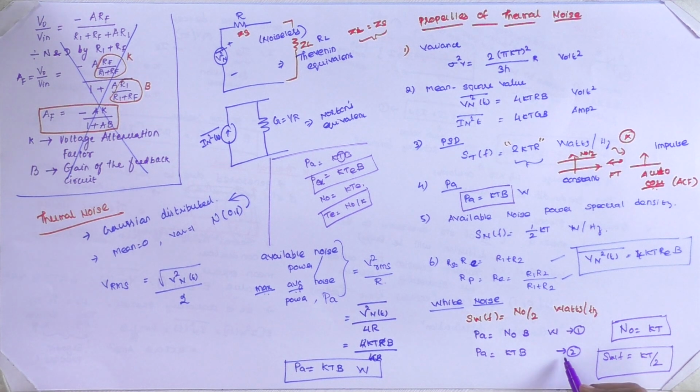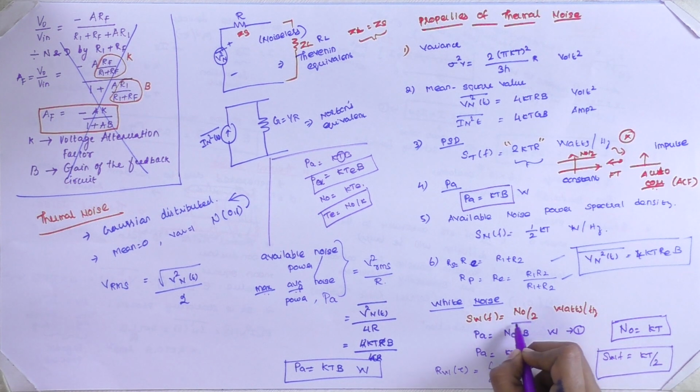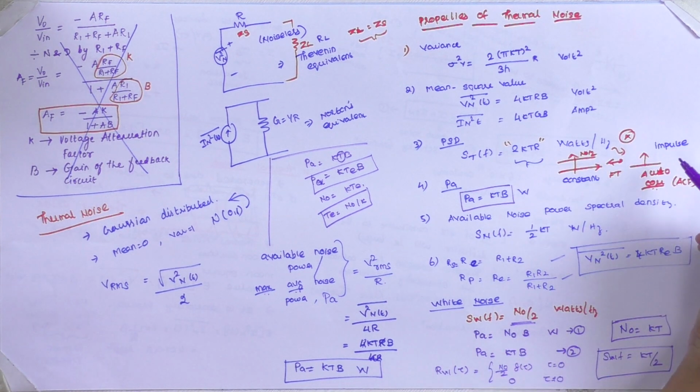What is the Fourier transform of power spectral density? Power spectral density term is 2 KTR, or with respect to white noise, KT divided by 2. Therefore, the autocorrelation function is given by RW of tau is equal to N0 by 2 delta of tau, that is an impulse function when tau is equal to 0. For the rest of the terms, when tau is not equal to 0, this value will be 0. This we have calculated as N0 by 2.